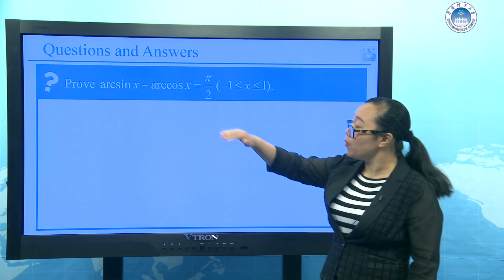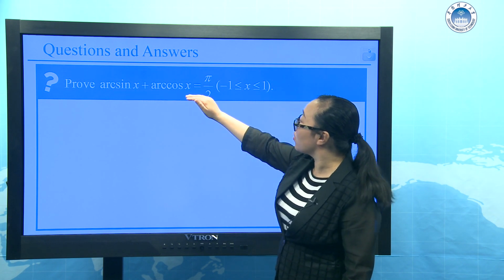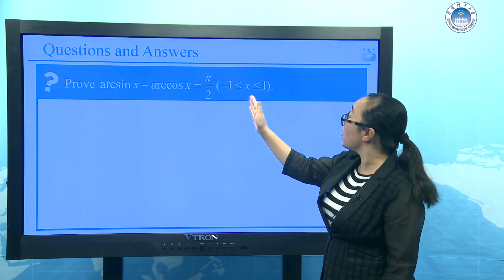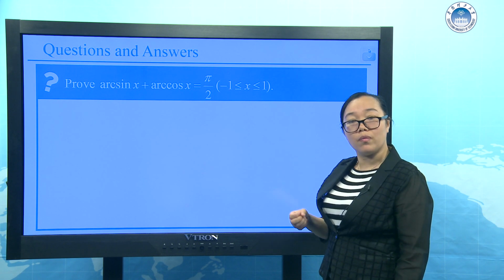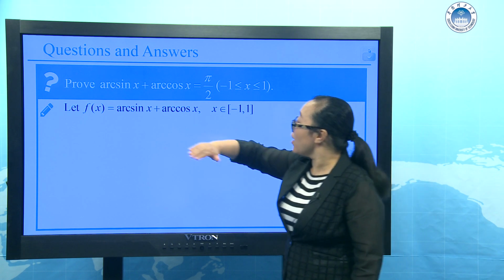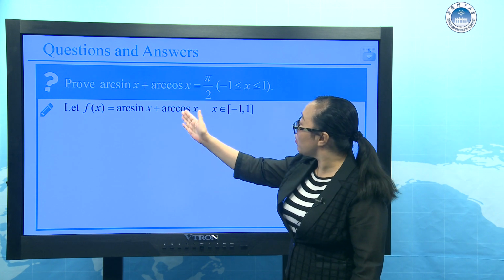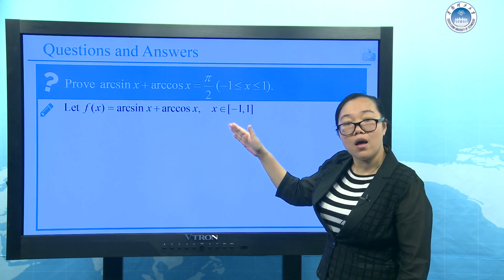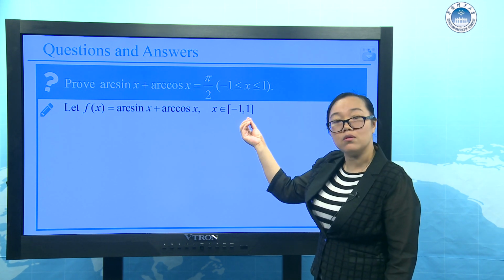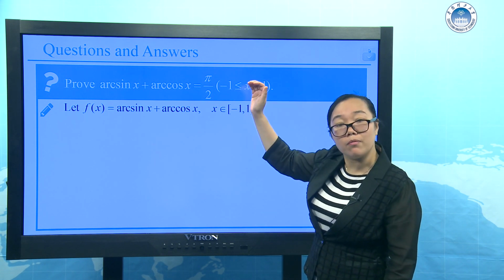Look at the question. Prove arc sin x plus arc cosine x equals half pi, for x between -1 and 1, the closed interval. How to prove? We can write it: let the function f(x) equal arc sin x plus arc cosine x. The domain of x is -1 to 1, the closed interval. How to write it? f(x) always equals half pi.